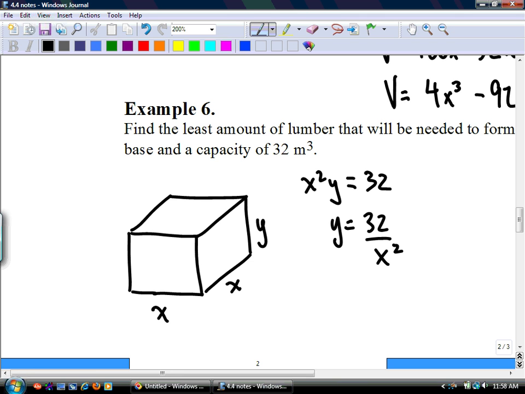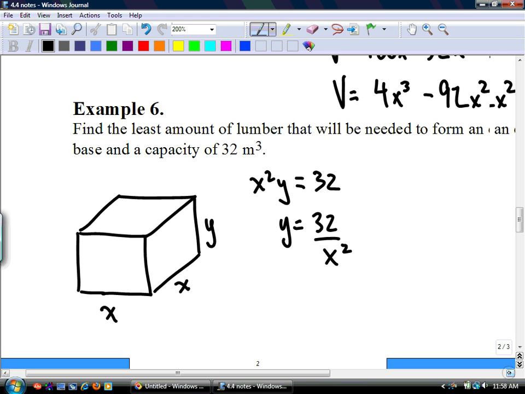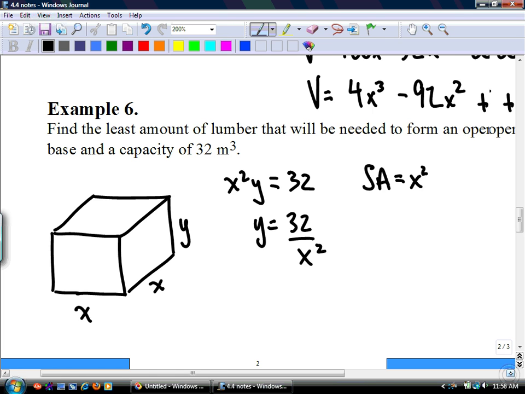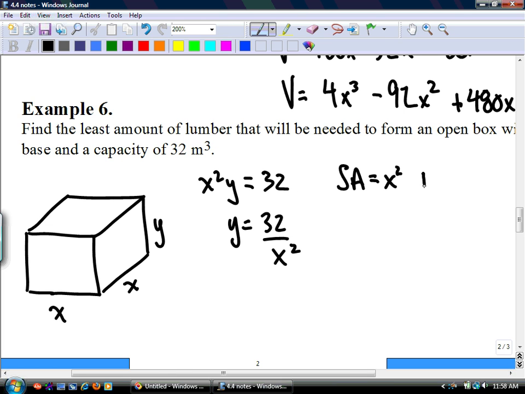And then it says find the least amount of lumber. So you need to think, what is that talking about? Surface area. What's the area of the bottom? X squared. What's the area of the side? How many of them are there? 4.